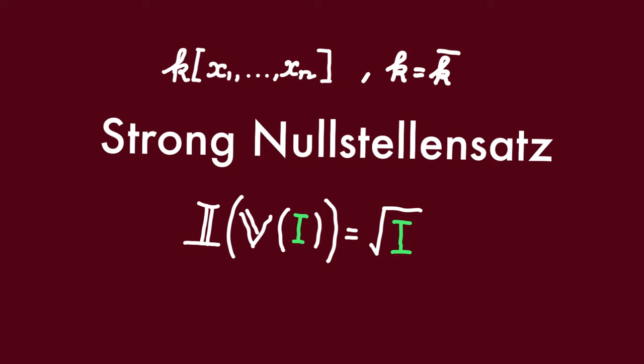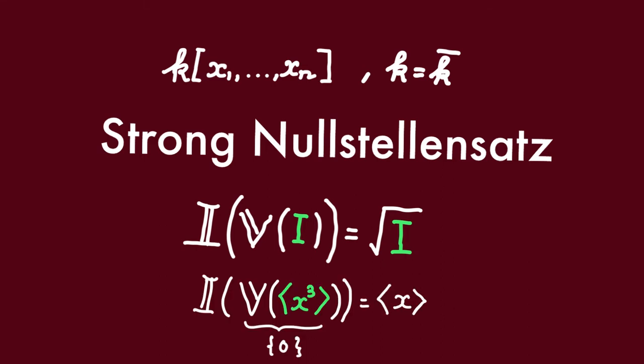In this video, we're going to prove the strong Nullstellensatz. Suppose K is an algebraically closed field, and I is an ideal in the polynomial ring over K with n variables. We claim that if we take the common zero set of all elements in I, and then take the ideal of all functions vanishing on that common zero set, then what we get is going to be the radical of I.